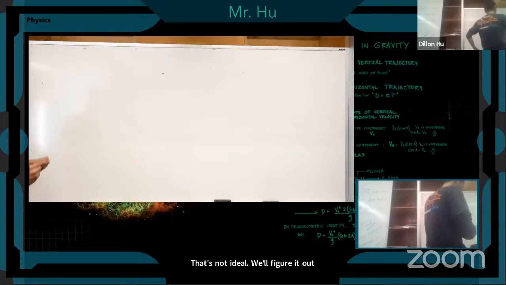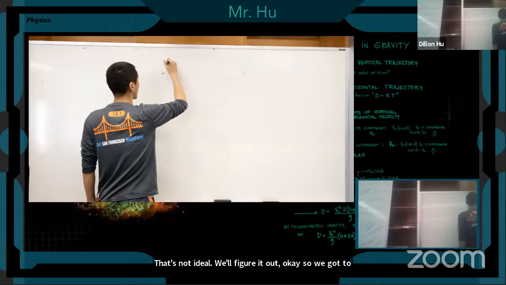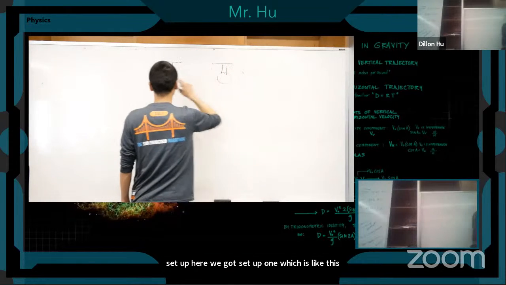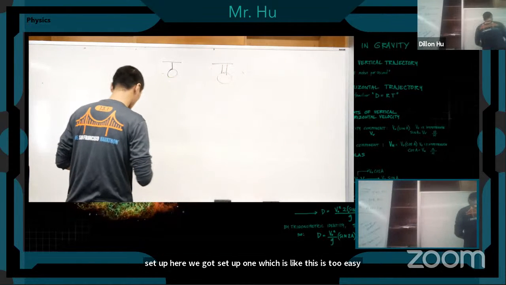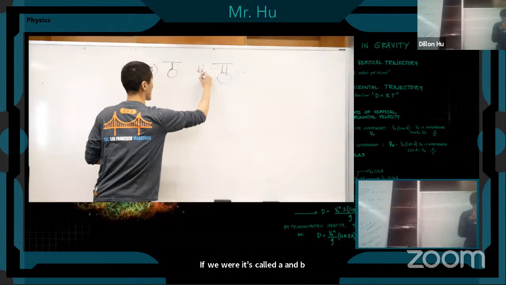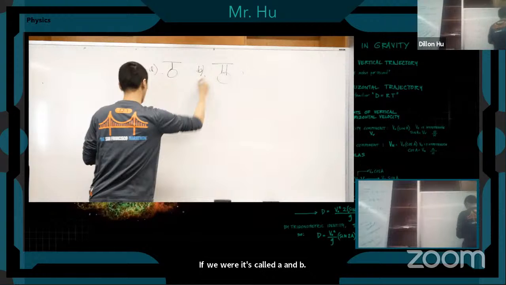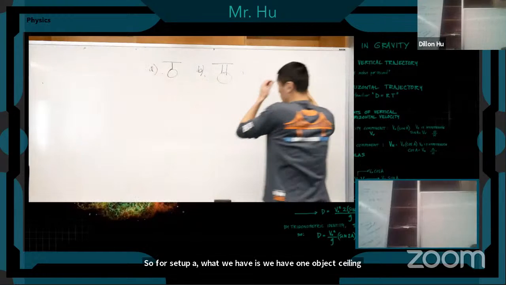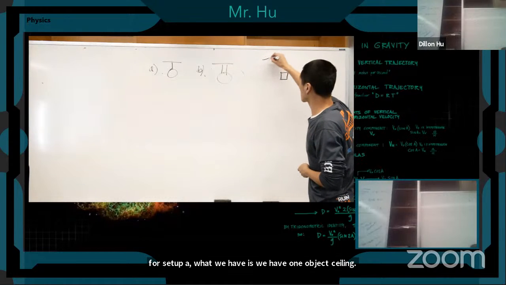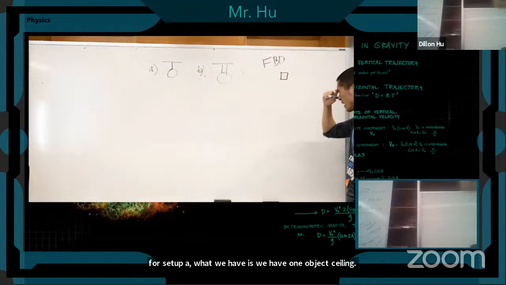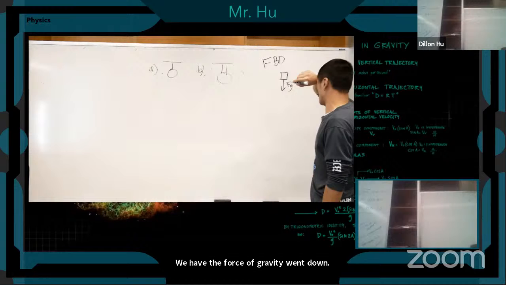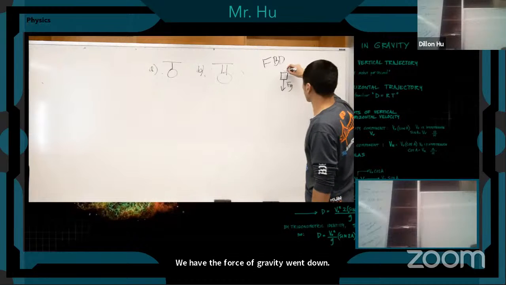Okay, so we got two setups here. We got setup one, which is like this. Now we have setup two, which is like this. Let's call these A and B. For setup A, we have an object hanging from the ceiling. If we were to draw a free body diagram here, we have the force of gravity pointing down, and then we have only one other force, the force of tension pointing up.